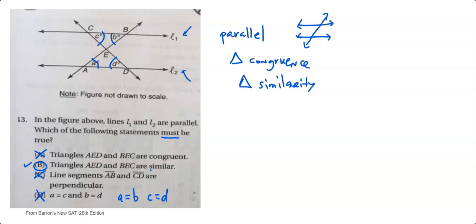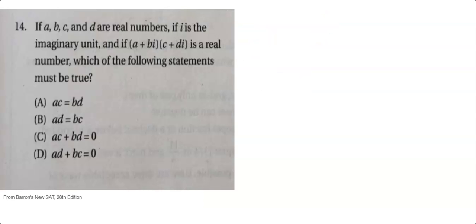All right, let's go on to the next problem. Again, pause the video and give this a try, and then come back for the solution. Okay, so we have A, B, C, D are real numbers. I is the imaginary unit. And if A plus BI times C plus DI is a real number, which of the following must be true?